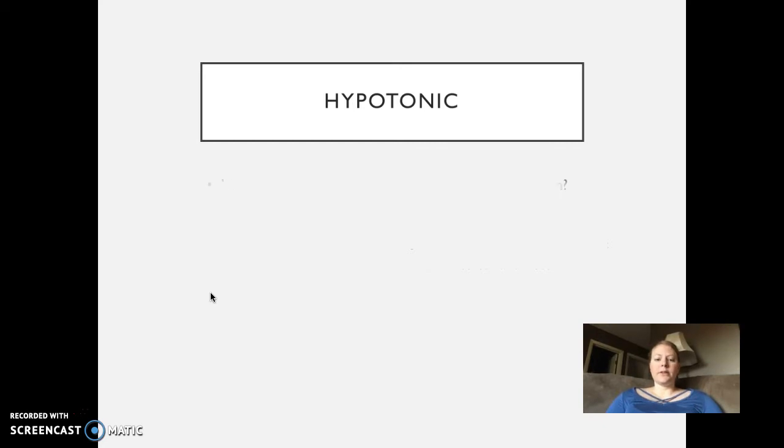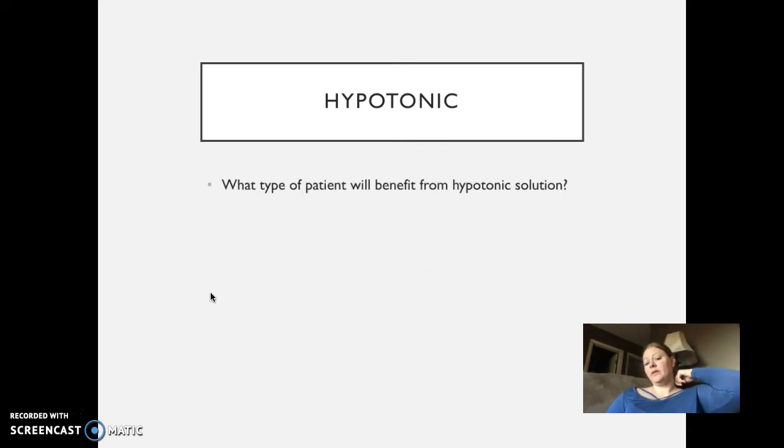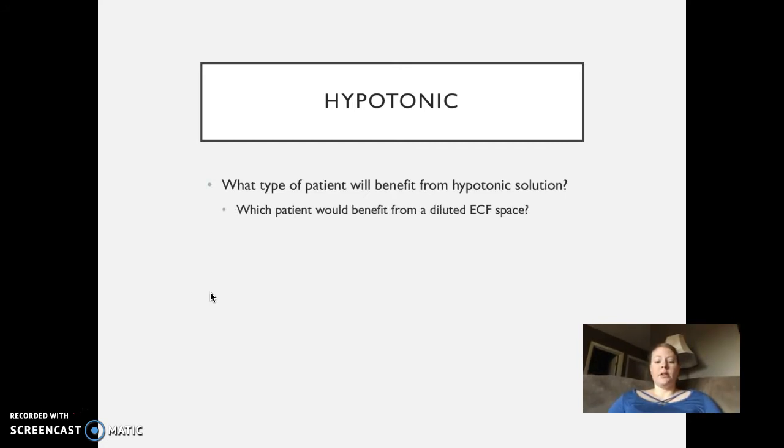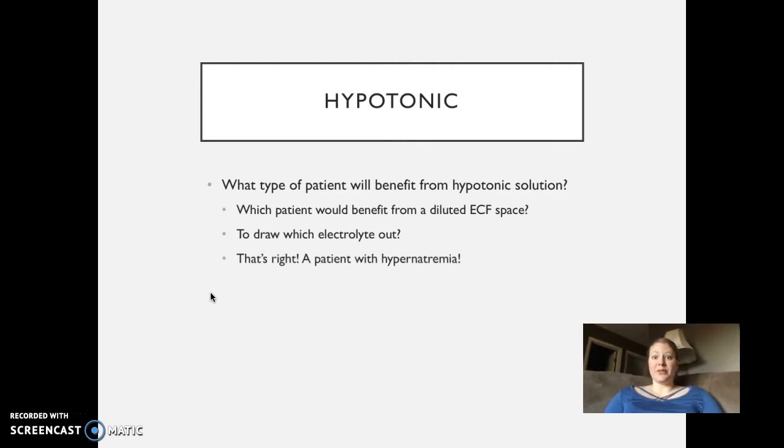So hypotonic patients. What type of patient will benefit from a hypotonic solution? Is it a patient that would benefit from a diluted extracellular fluid space? Which electrolyte would we maybe want to draw out, especially with half normal saline? Probably sodium. There's sodium in half normal saline. So a patient with hypernatremia would benefit from a hypotonic solution. So they have lots of sodium, and we want to dilute that out basically.